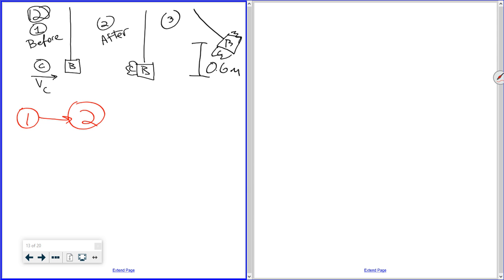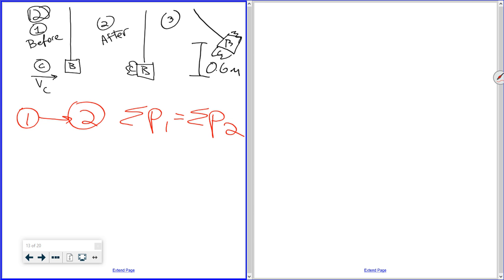Okay? This 1 to 2 is dealing with the collision between the glob of clay and the wood block. As soon as you hear the word collision, you should go momentum. All right? So to figure out what's going on from drawing 1 to drawing 2, I should be thinking, oh, my total momentum in drawing 1 has got to equal my total momentum in drawing 2. Does that make sense?